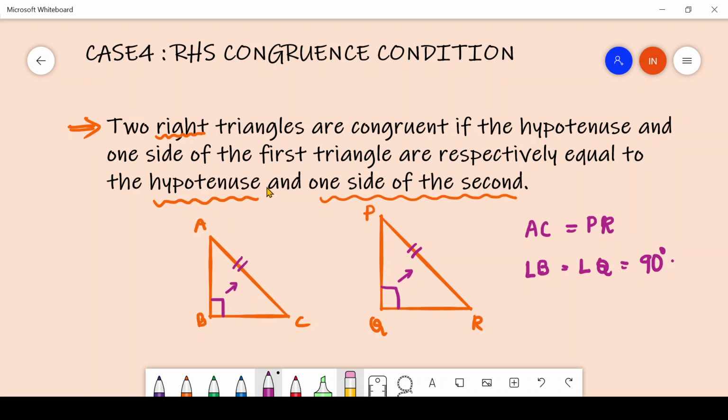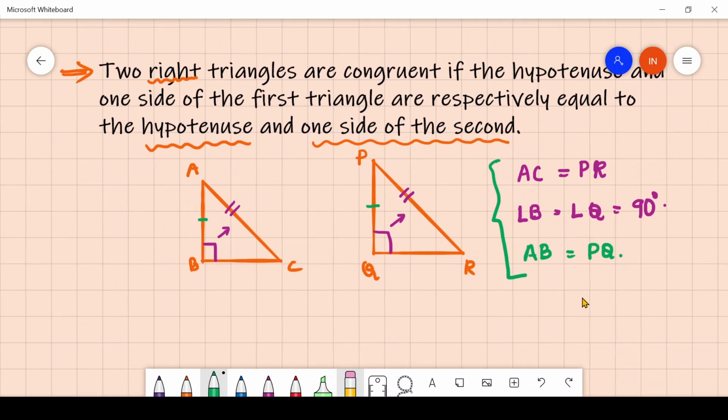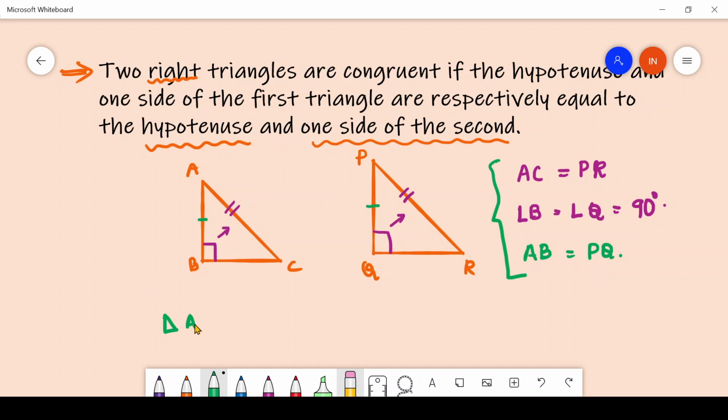Then one more condition is there, right? One side of the first triangle should be equal to the corresponding side of the other triangle. So let me take one side of this as AB. So which will be the corresponding side of the triangle PQR? PQ, right? So here AB is equal to PQ. So if these three conditions are satisfied, we can say that right triangle ABC is congruent to right triangle PQR by which congruence rule? By RHS congruence condition.